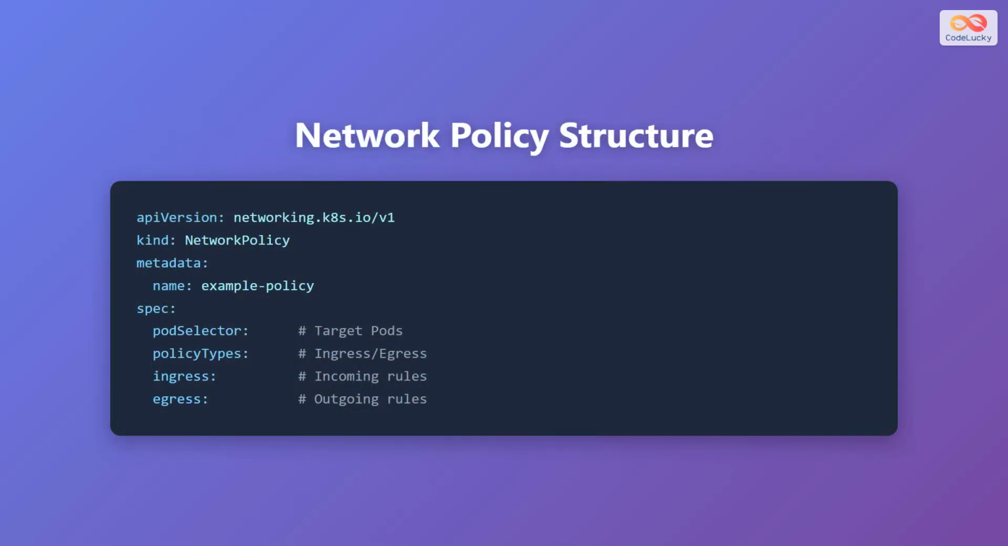A network policy is defined using the networking.k8s.io/v1 API version. The structure includes metadata like the policy name and a spec section that defines the behavior. The spec contains 3 key components: pod selector to choose which pods this policy applies to, policy types to specify whether you're controlling ingress or egress or both, and the actual ingress and egress rule definitions that determine what traffic is allowed.